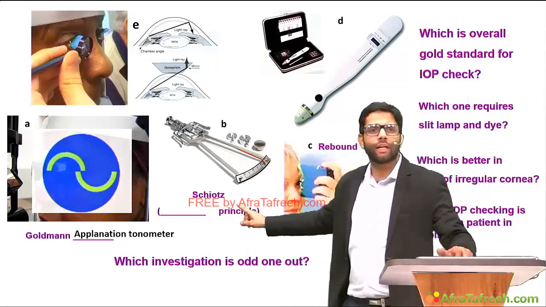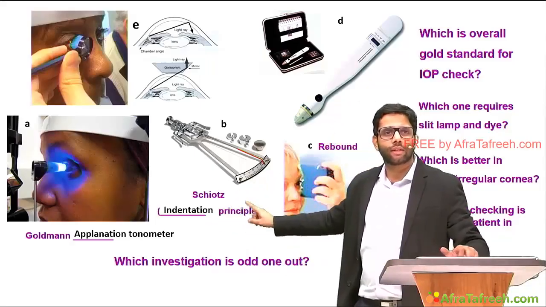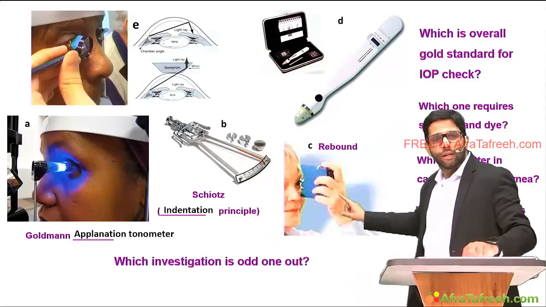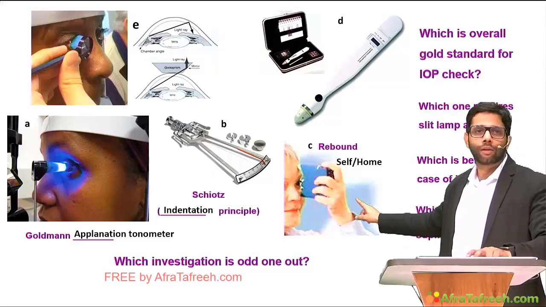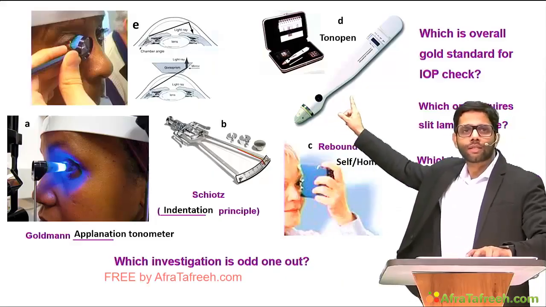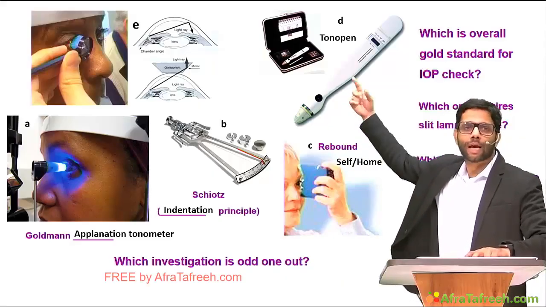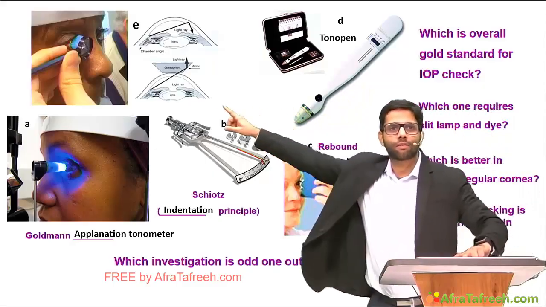Second is the Schiotz tonometer. That is based on the indentation principle. Schiotz is indentation done in supine position. This is the rebound principle, self tonometer, home tonometer. This is better for corneal opacities, that is Tonopen. Indentation plus applanation principle. And what is this device? What is this? Not a tonometer.